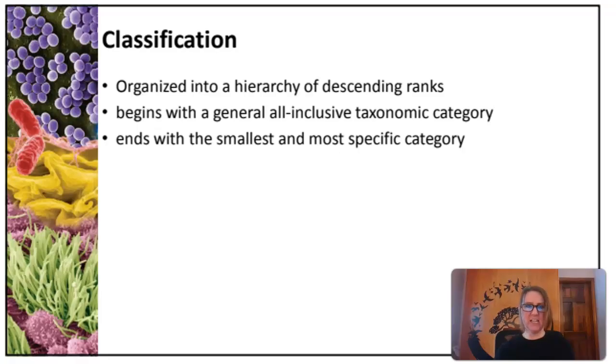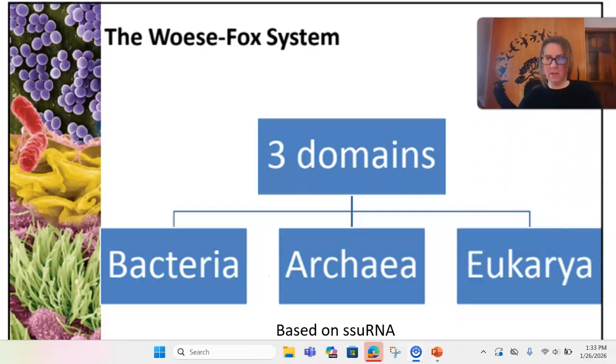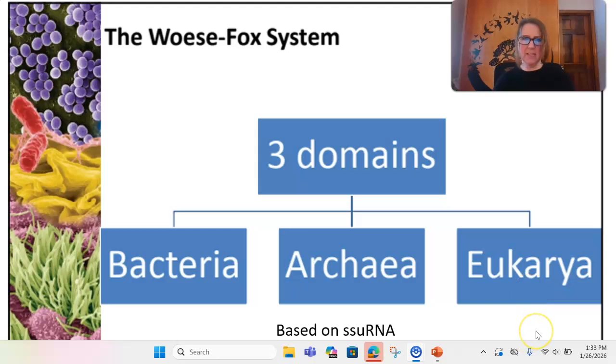All right, classification. This is how we're organizing life from very broad groups, general all-inclusive taxonomic groups, down to the smallest, most specific. The smallest, most specific that we have talked about thus far is the species. So let's move on to what we now understand best as how we should organize living things. This came into being, I believe, in the late 1980s. Not me, but individuals, Woese and Fox, came up with the understanding that there were actually 3 origins of life on the planet, and we put them into domains.